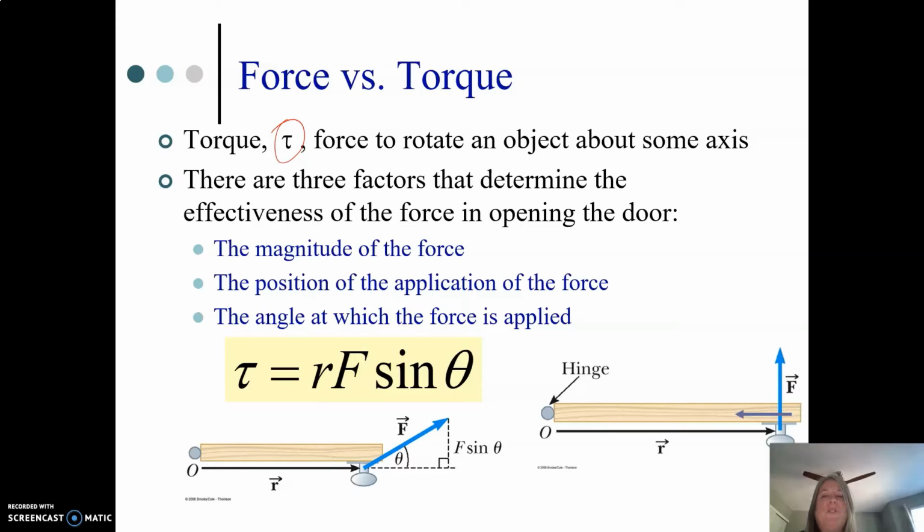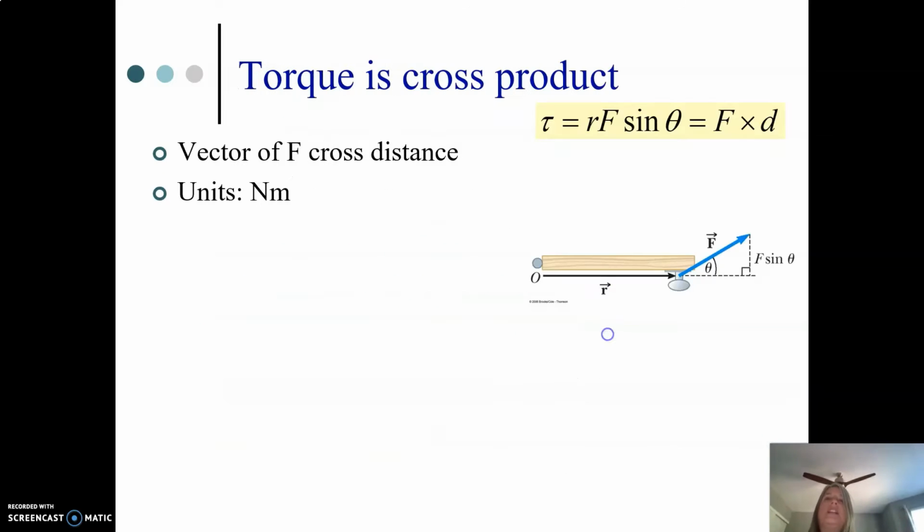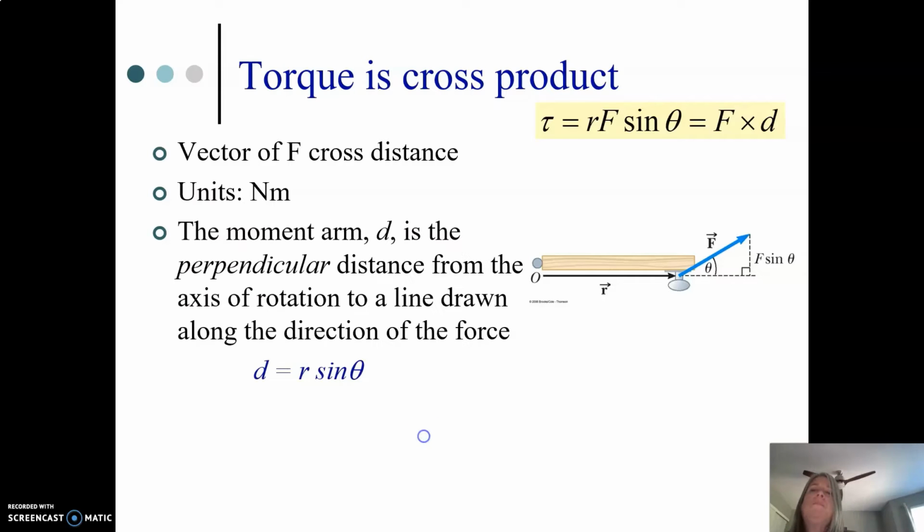So the equation for torque is FR sine theta or RF sine theta or whatever, but torque is the cross product of force and distance. So remember, work was the dot product of force and distance. Torque is the cross product. So it's only the force that's perpendicular to the axis of rotation that is actually applying the torque. Now, the units of torque are a Newton meter.